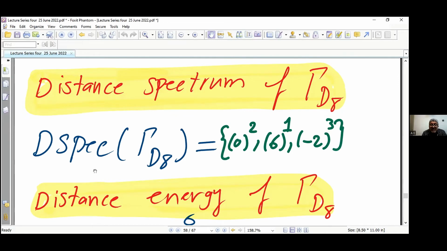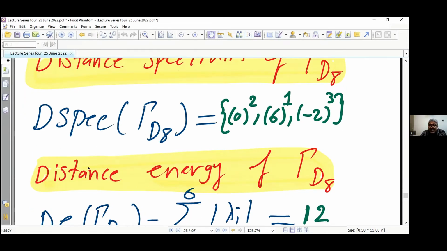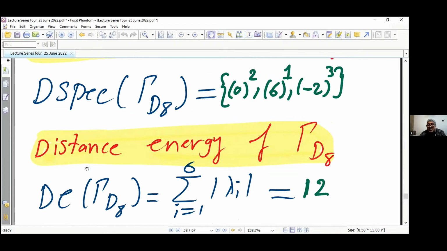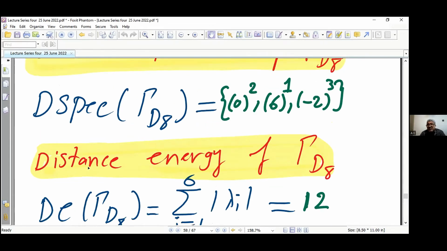Now, how about the distance energy? The distance energy of the graph is 12, because we have 2 zeros, 1 six is 6, and 3 absolute values of -2 is 2. So 3 times 2 is 6, plus 6 is 12. So the distance energy of this graph is 12.